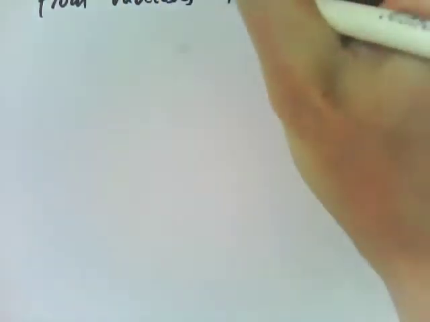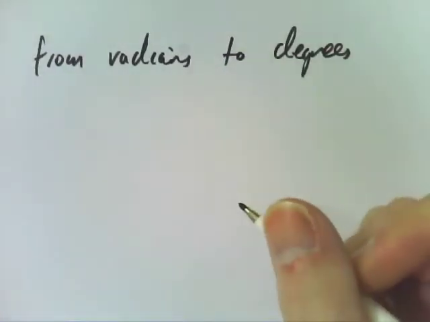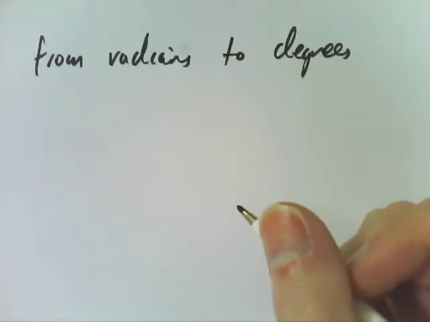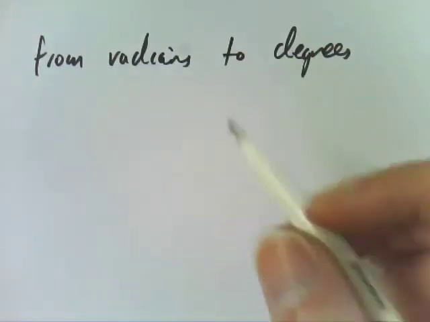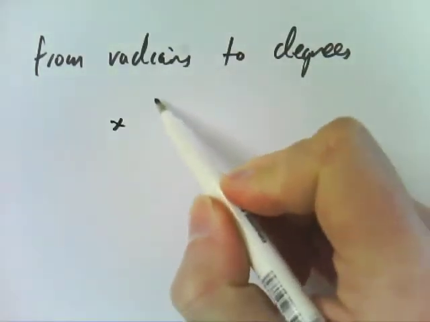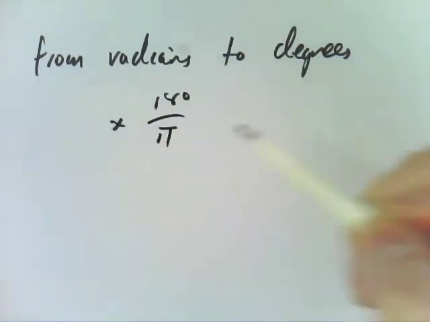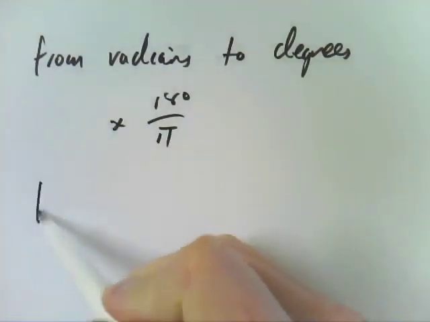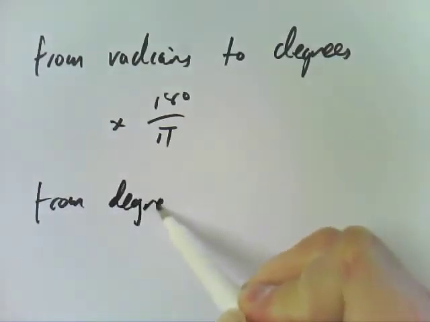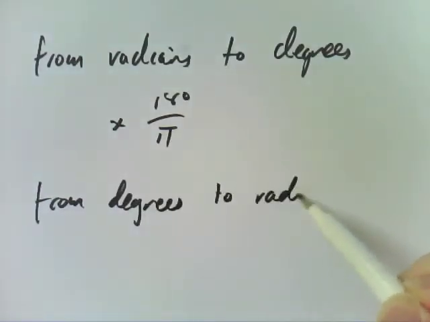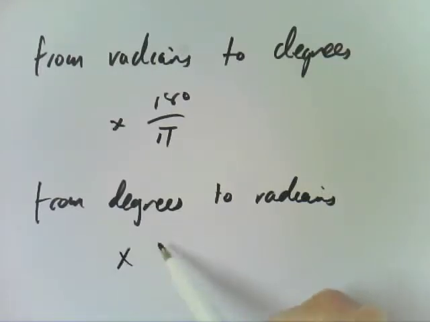Let's write that again from the start. Let's do both. From radians to degrees, we need to multiply by 180 over pi. From degrees to radians, you multiply by pi over 180.